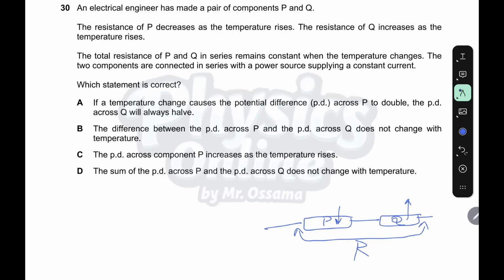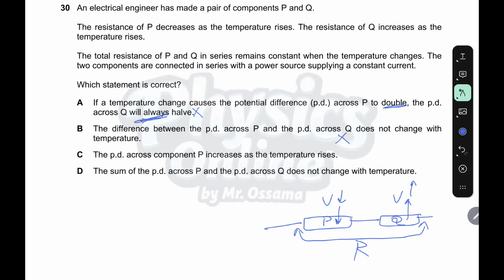will always halve. If the potential difference here is double, the potential difference here must decrease, but it's not conditioned to always halve. The difference, so we can consider this a correct answer. The difference between the potential difference across P and across Q does not change with the temperature? Of course not, because the resistance changes here and here, so the potential difference is also going to change with temperature.